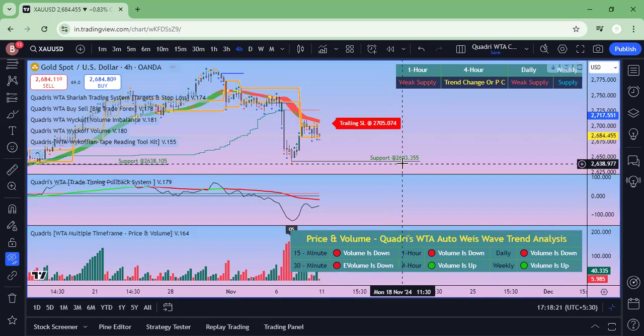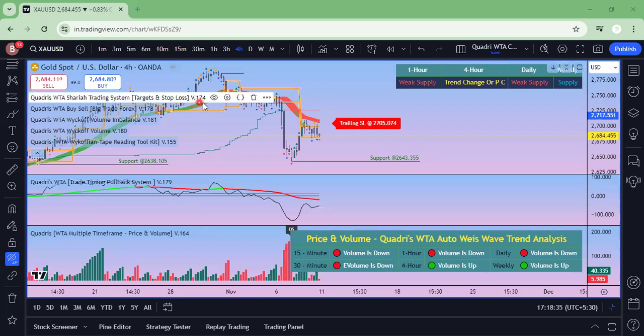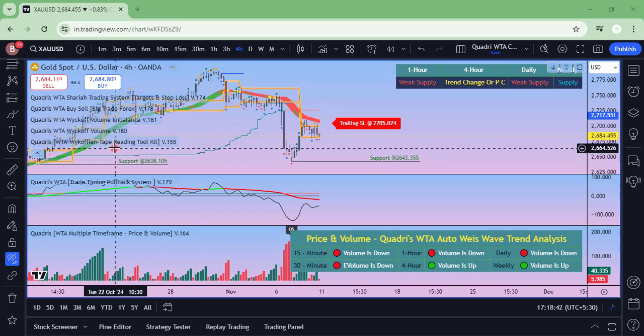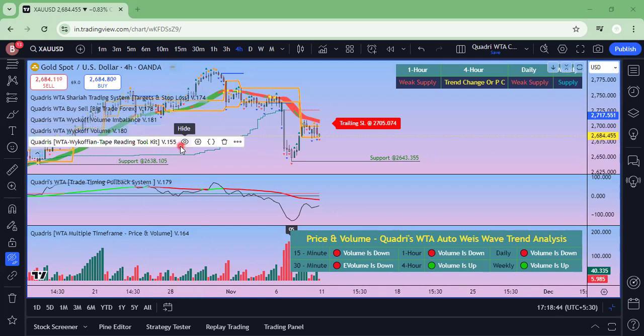So first thing first, as you all can see, one second, let me bring up the highlighter. Okay. So first, we have version 174, version 178, version 181, version 180. This is the tape reading toolkit, version 155. I'm not going to go into detail of version 155 because I have already made, I think, 2 or 3 videos on this particular indicator.